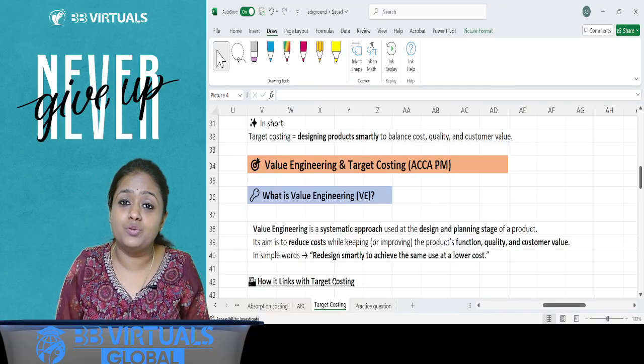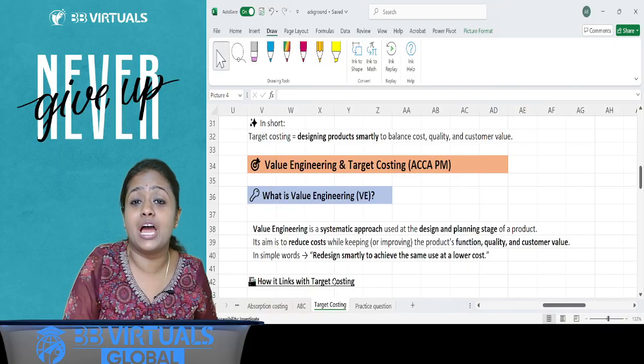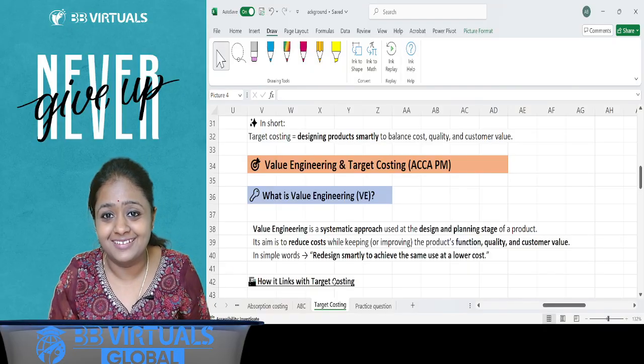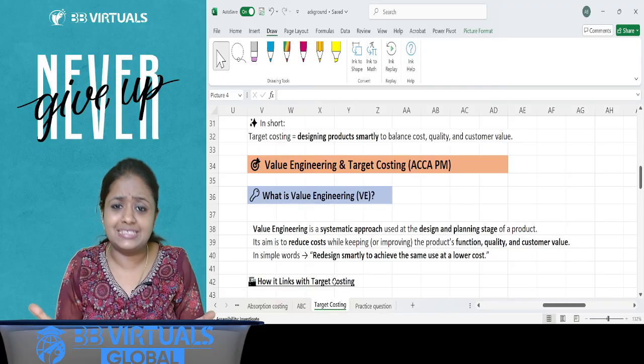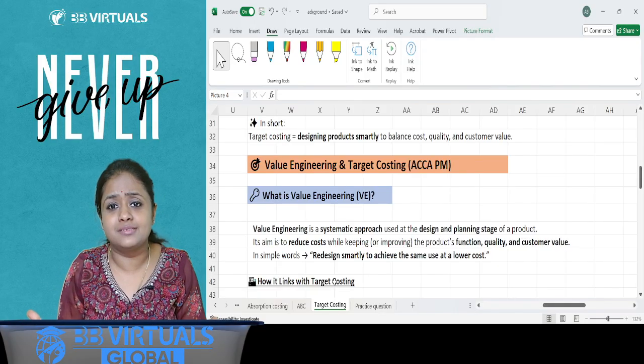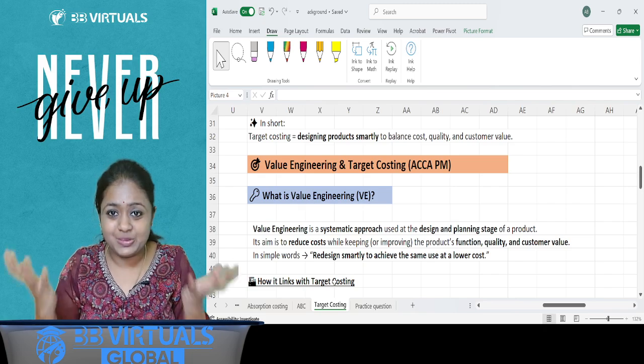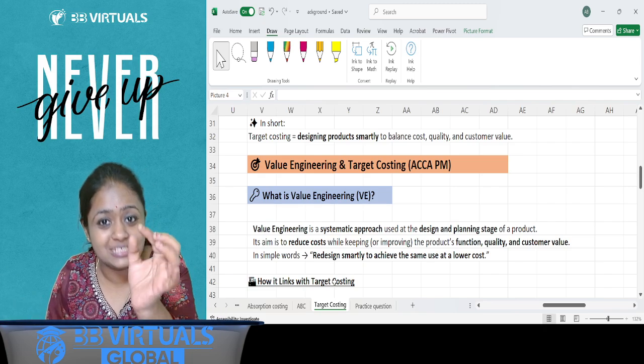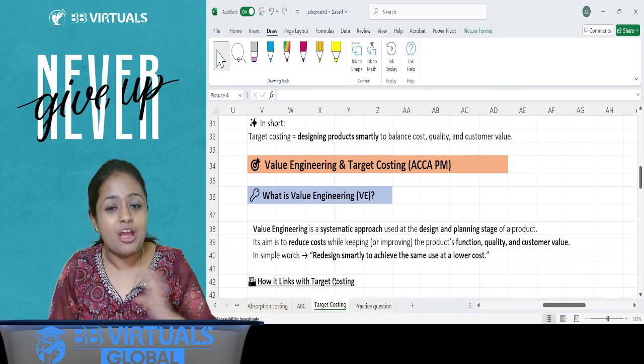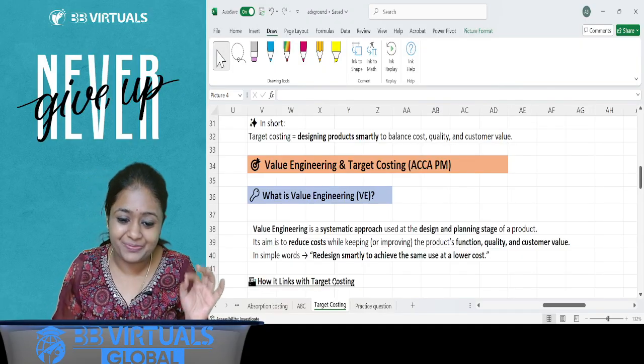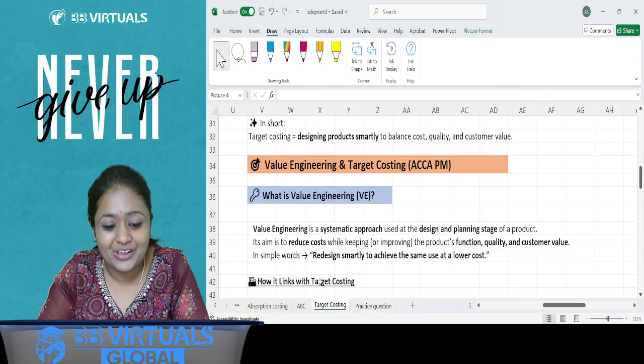Now I try to get the same item from Chandni Chowk at 200. And when you compare the two, you say it's similar, it's serving my purpose. So this is the cost gap, assuming quality is not reduced. Disclaimer, quality is not affected here. Clear? So now this is your value engineering.